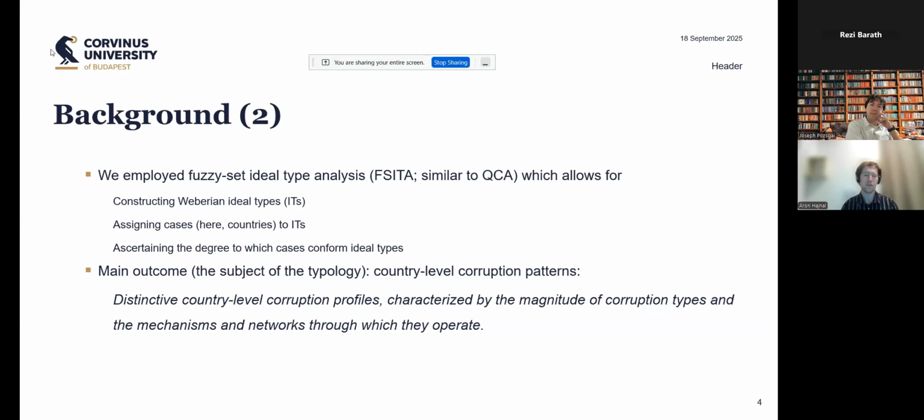Our main outcome, or the subject of the typology, is country-level corruption patterns, that we defined as distinctive country-level corruption profiles characterized by the magnitude of corruption types and the mechanisms and networks through which they operate. So I think the main word here is profile. So a corruption pattern would be the ensemble of what types of corruption are prevalent. For instance, one of our ideal types, testimonialism.